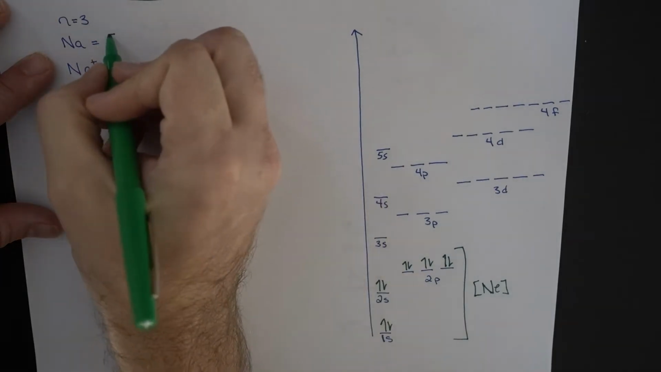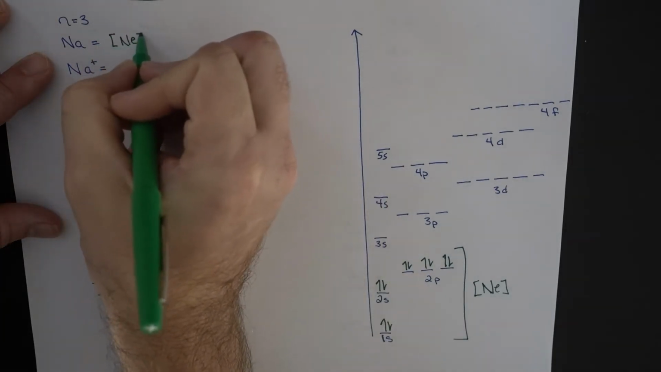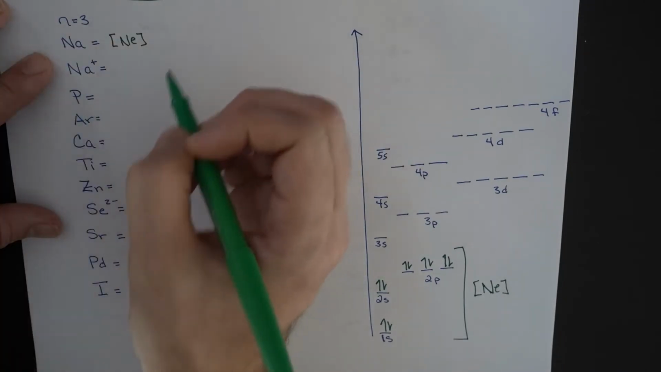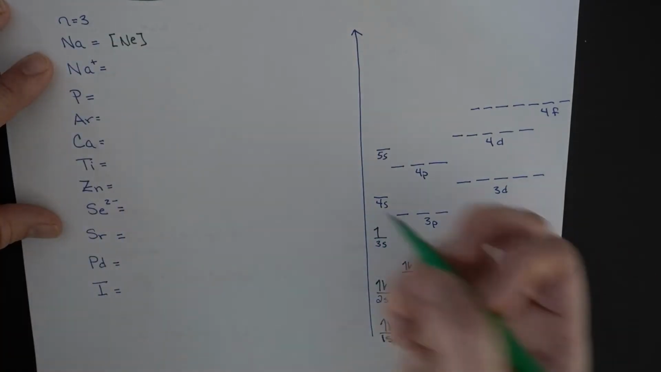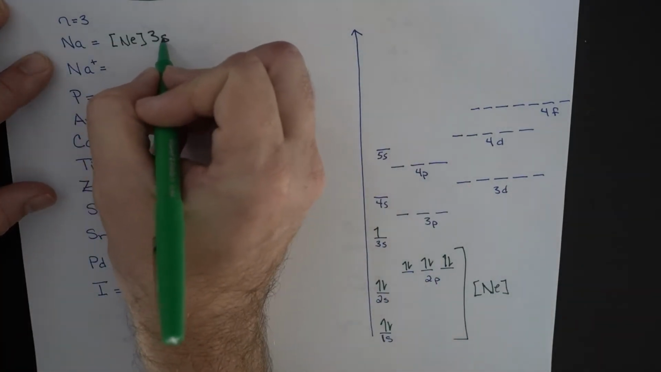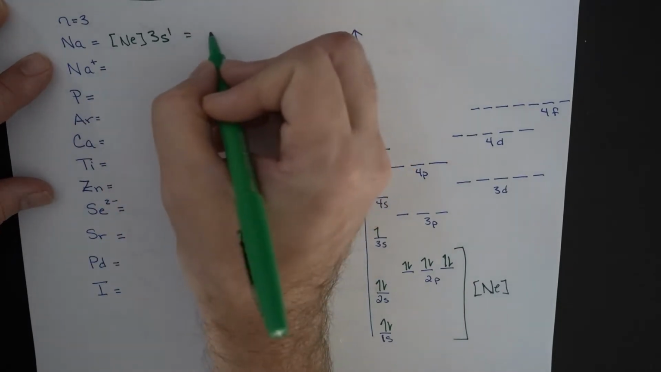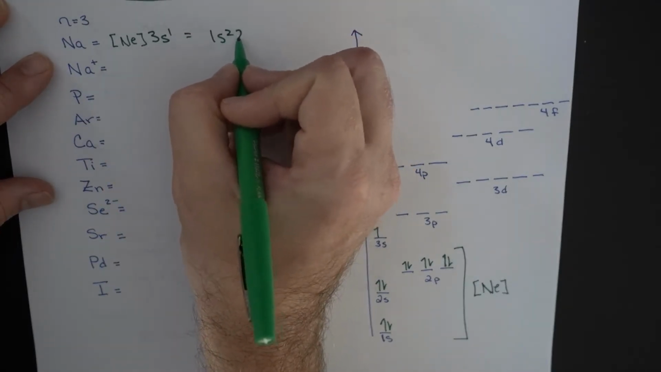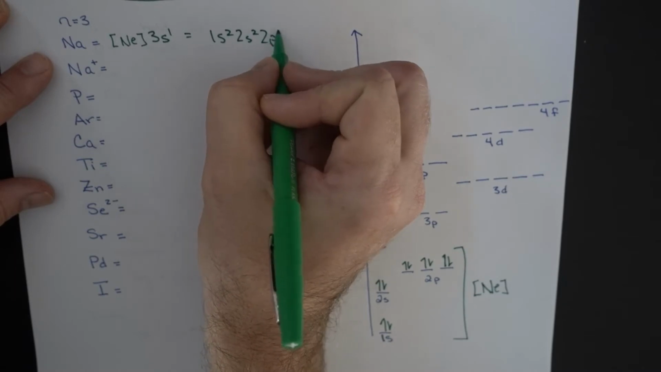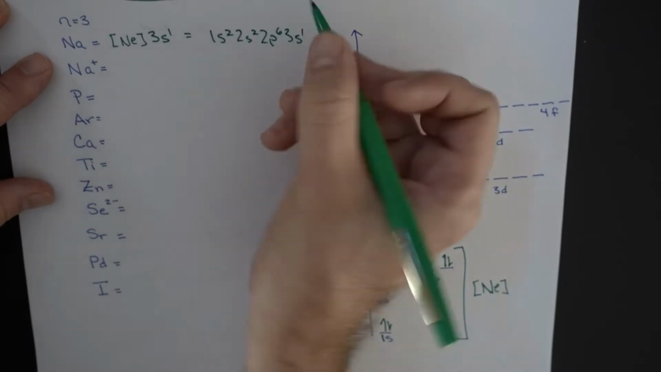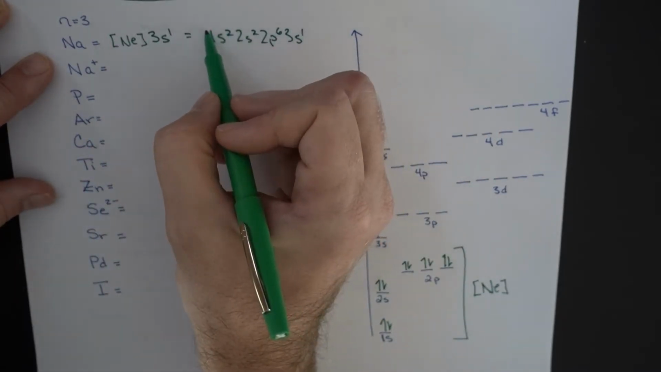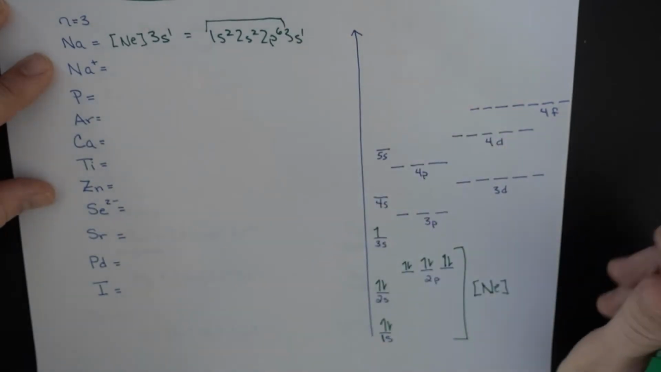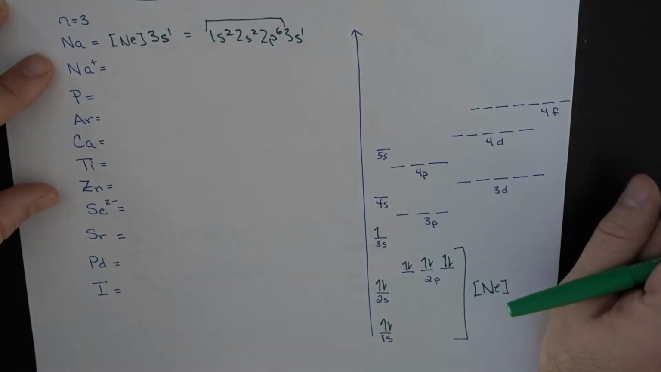So I can write neon, and then the next place where an electron goes is right here in the 3s orbital. So neon 3s1 is the same as writing 1s2, 2s2, 2p6, 3s1. This one's just a lot less writing. And see, we can use neon to show that.